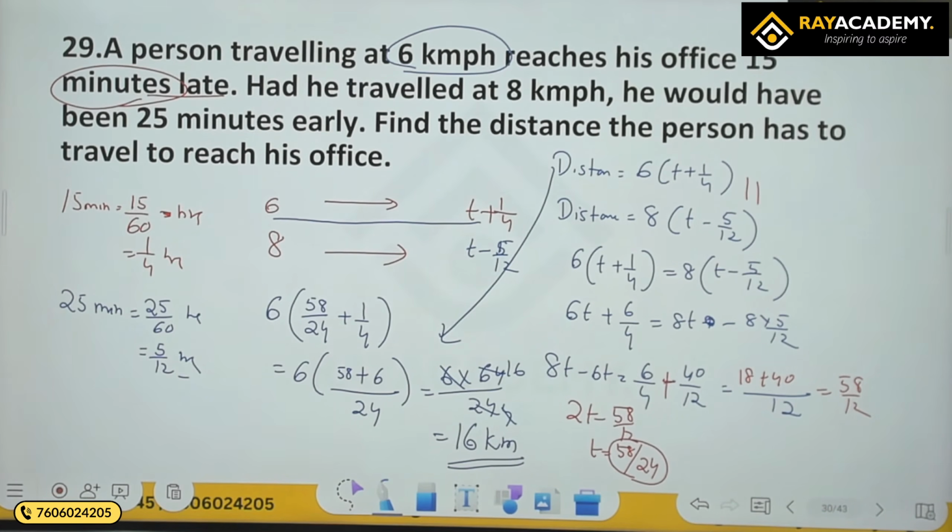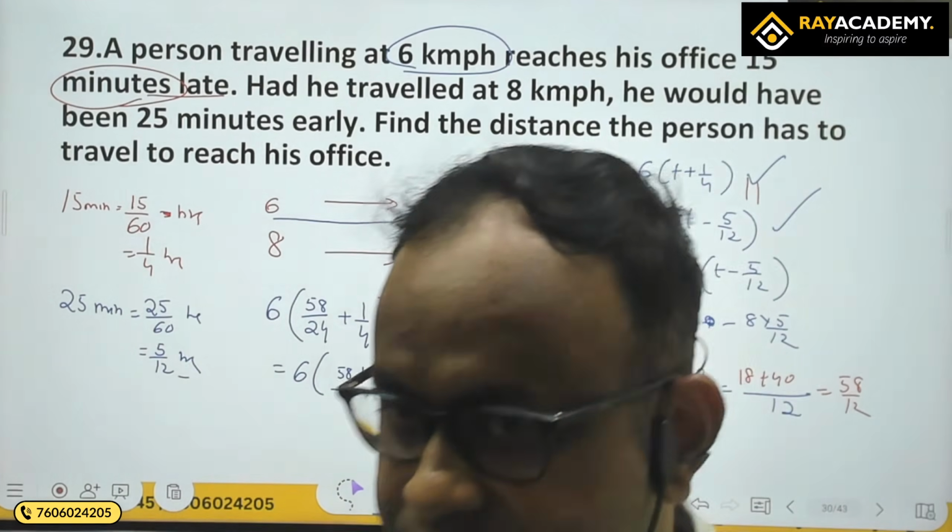If you solve it out, t comes to 58 by 24. After t is 58 by 24, you can put the value of t in any of the distance equations, either this one or this one. I first took 6 into 58 by 24 plus 1 by 4. So it becomes 16 kilometers, that is our answer. Okay, hope you are getting this.